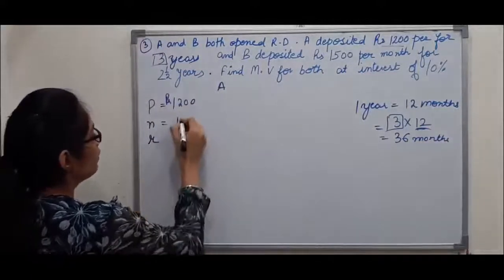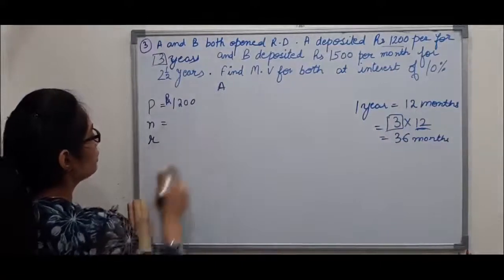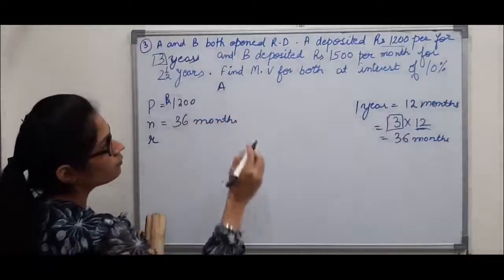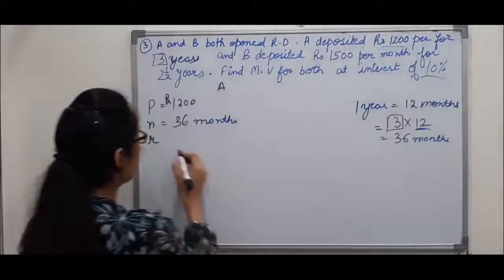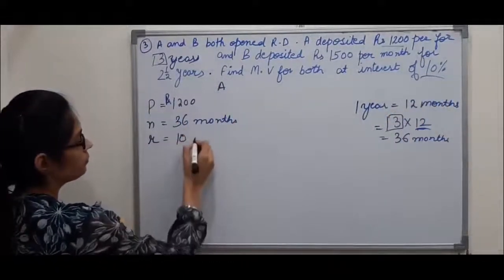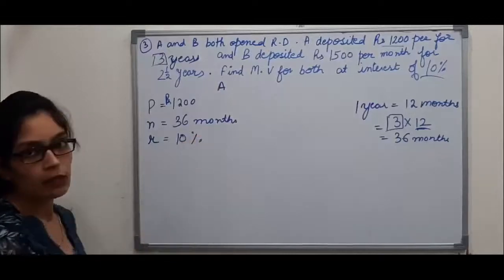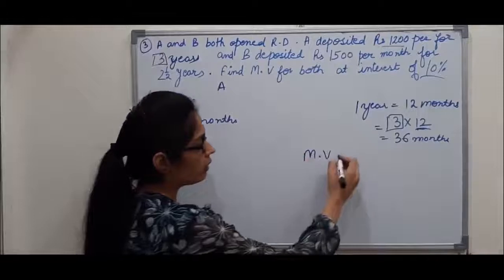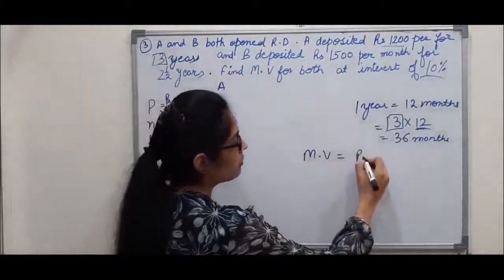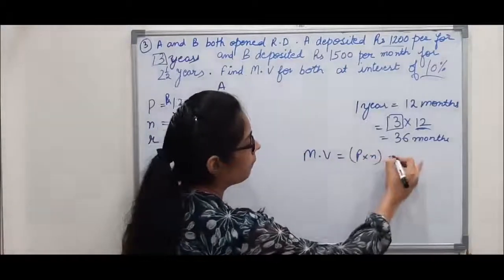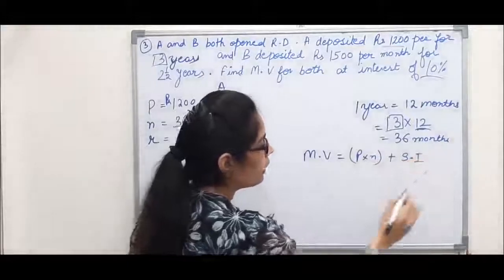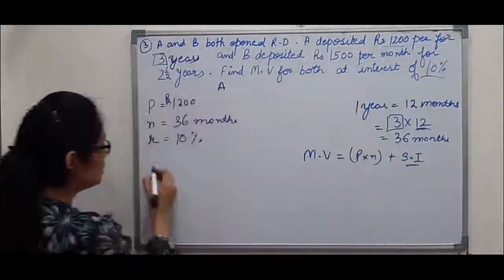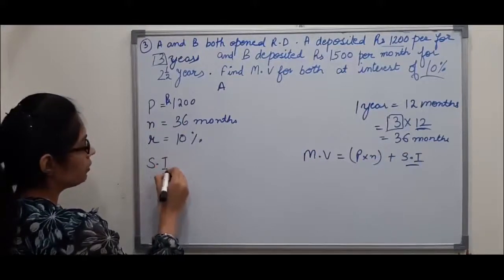N will be 36 months, and R they have given 10%. See, R is same for both. Now I know in order to calculate MV, which is maturity value, which is P into N plus simple interest, I need simple interest. So I will calculate simple interest first.